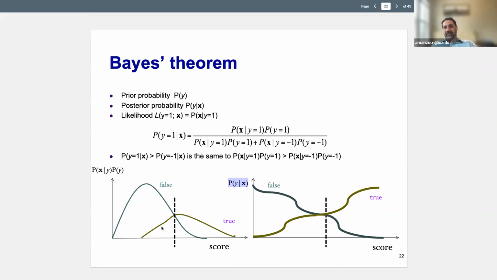That's because as my score increases, the value of P of X given Y equals +1 divided by P of that particular X given Y equals -1 is much higher. It increases if I divide these. So if this is much higher than this, I better make a decision that it is Y +1 that's happening. So that's why you see this curve increasing. This is nothing other than just dividing these two curves together.